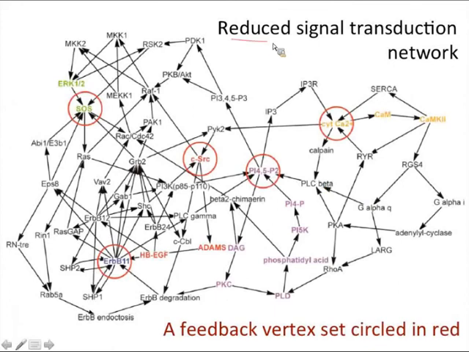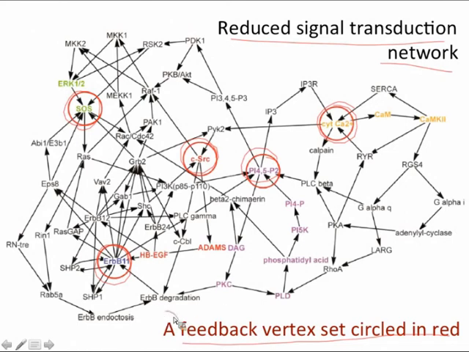This is the reduced signal transduction network. And this is a feedback vertex set that's circled in red. So this is all you need. These five vertices are all you need in order to control the rest of the network. But the vertex set is not unique.